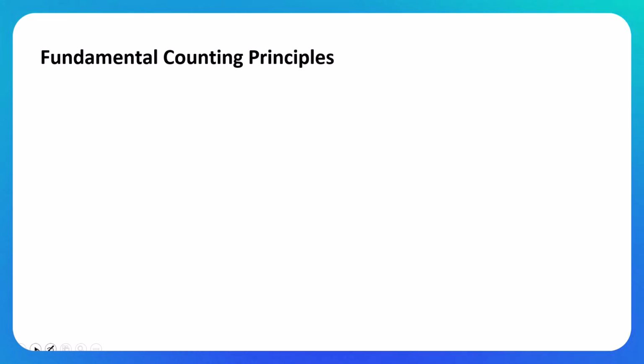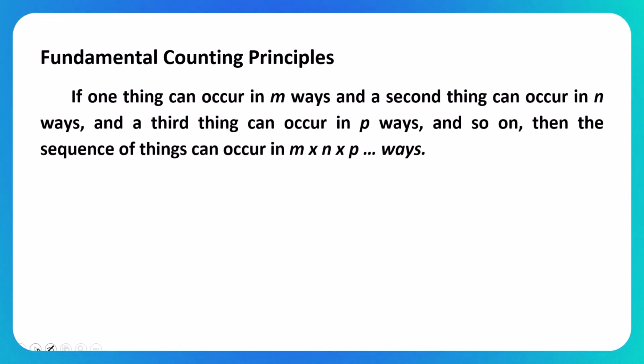All right, the fundamental counting principle. If one thing can occur in M ways, and a second thing can occur in N ways, and a third thing can occur in P ways, and so on, then the sequence of events that may occur is M times N times P. So you multiply your possible outcomes together to get your total possible combinations. That's the fundamental counting principle.